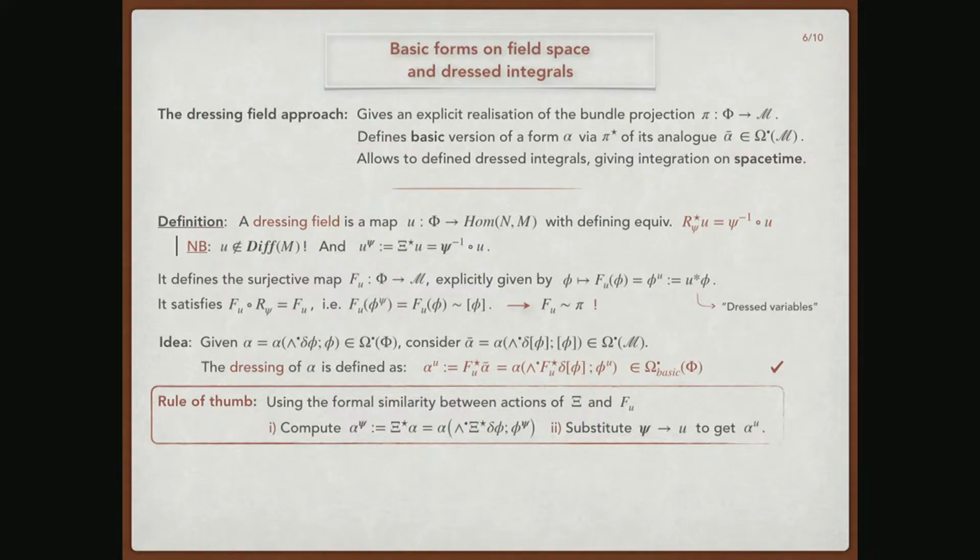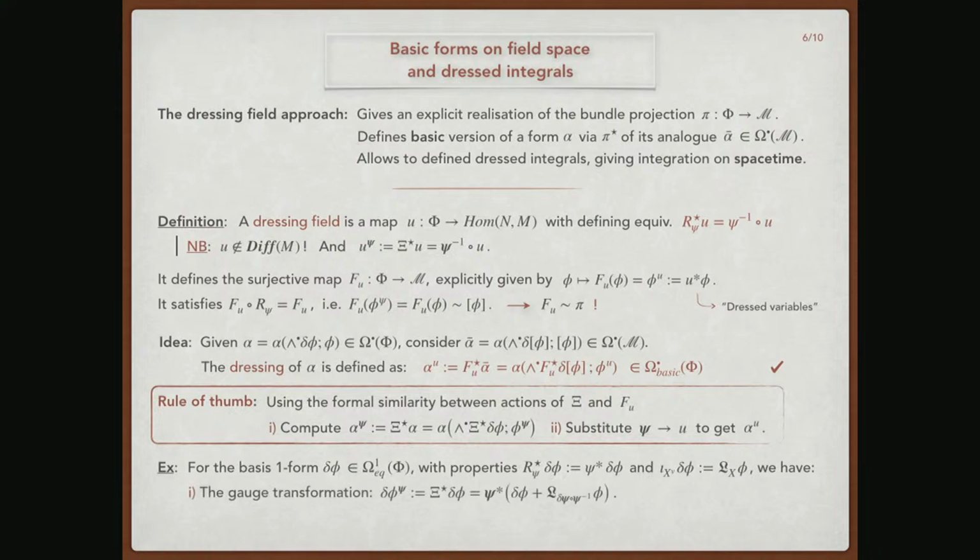So if you have an alpha and you want to know its dressing, which will be invariant, you say, let me gauge transform alpha. I obtain something, I replace the gauge parameter by the dressing, and the expression that I get will automatically be gauge invariant. So for example, let's take again the example of the basic one-form that you have here. We've said its equivariance was this, its verticality was this, so that we had that its gauge transformation was given by this expression under the diffeo, the field-dependent diffeo. So what would be the dressing of that object?